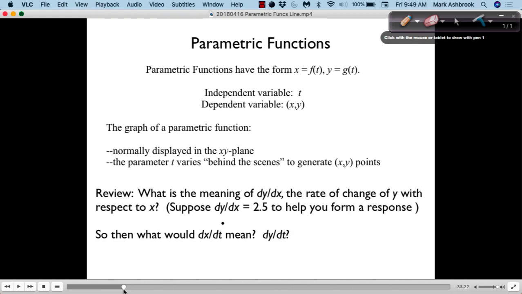All right, so then what would dx dt mean? And what would dy dt mean? Now that we've got dy dx, okay, so dx dt is the rate of change of x with respect to t. And dy dt is the rate of change of y with respect to t. Tell the person next to you. We're going to get 100% success now. What does dx dt mean and what does dy dt mean? Everybody's talking to somebody. If you have to move, you talk to somebody.